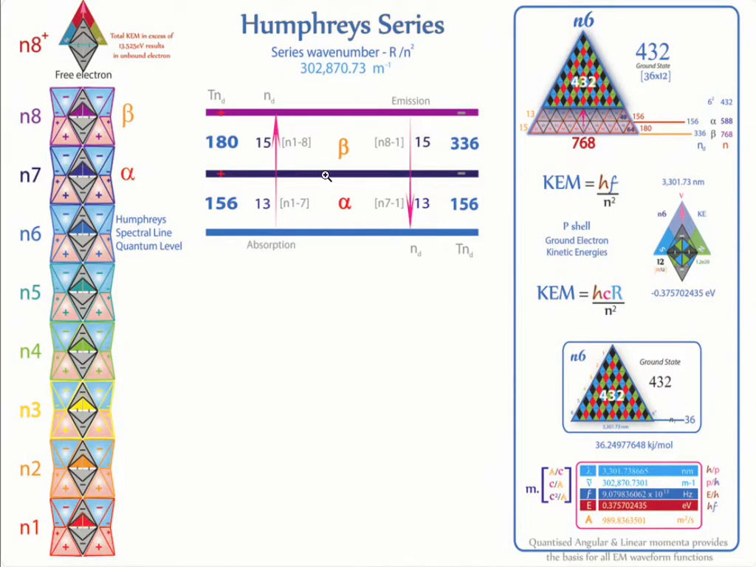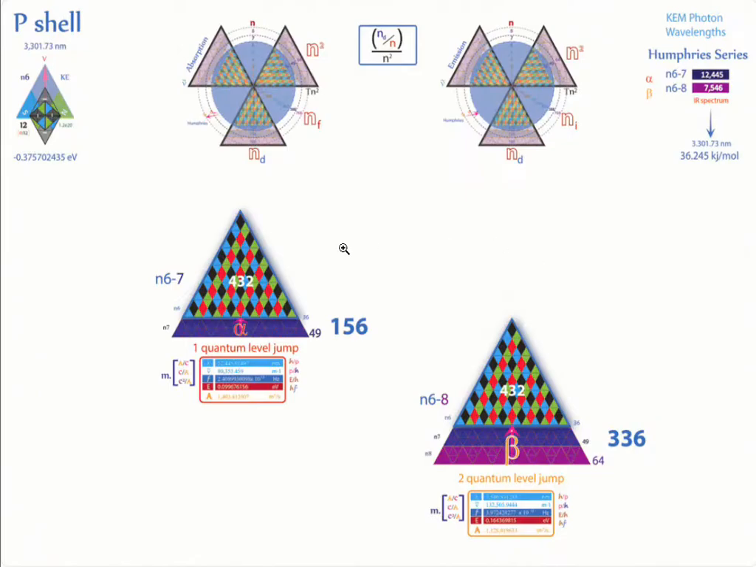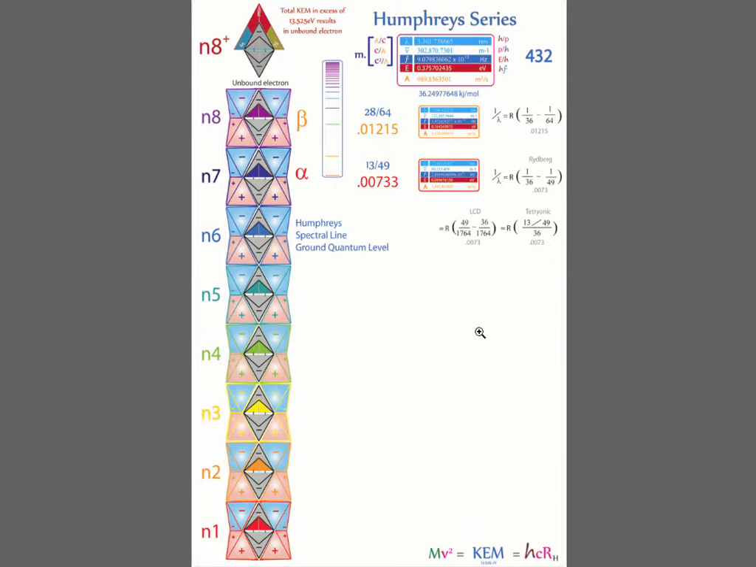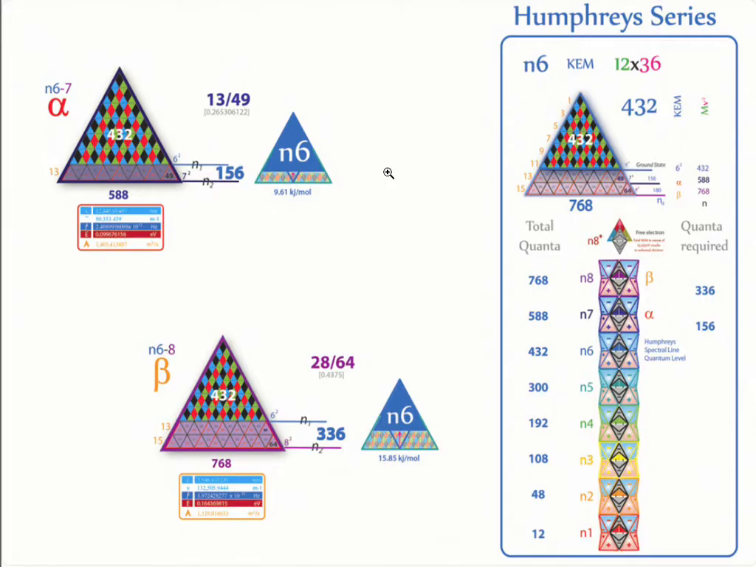Humphrey's is the second last. Their transitions down to N6. Again, energy geometries. Fractional numbers again becoming finer and smaller fractions still. And charge mass geometries for the chem field.